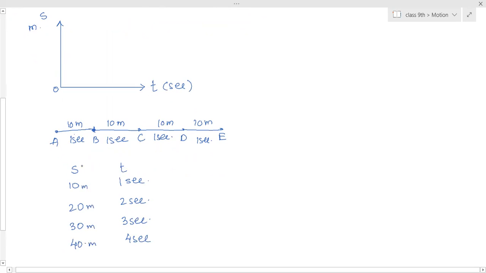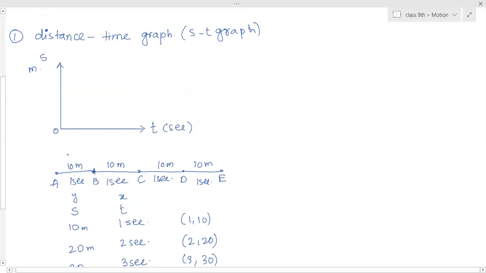Time is on the x-axis and s is on the y-axis. So x is 1, y is 10; x is 2, y is 20; x is 3, y is 30; and x is 4, y is 40. So these points we have to plot on the graph. This is rough work you are doing; you are not drawing the proper graph. You only have to understand which type of graph is for which type of motion. So one simple example I'm telling you.